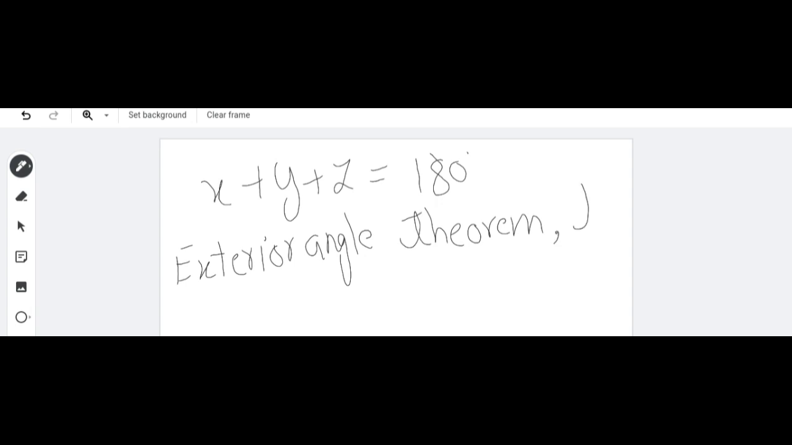The sum of the exterior angles of any polygon. Can I move to the next page? Okay.